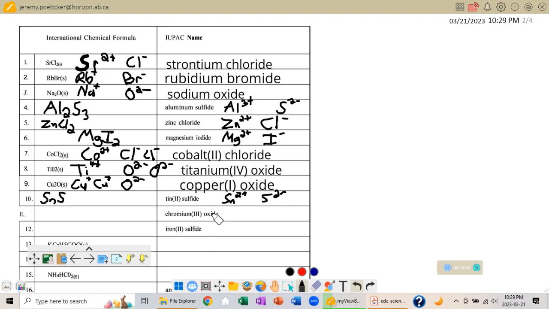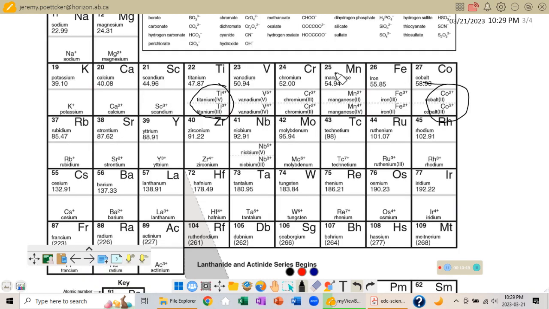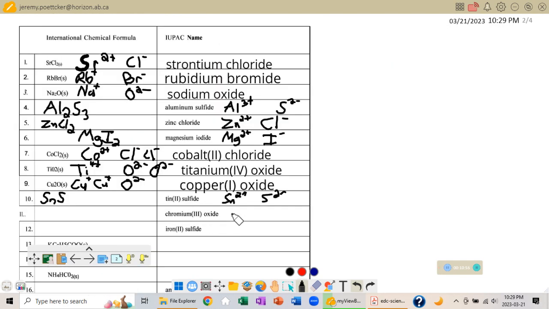Looking down here at chromium Roman numeral 3 oxide, I know chromium is going to be a 3 plus version of chromium. There it is. And this is going to be Cr3 plus. Oxide is always going to be a 2 minus. Means I need 2 of these 3 pluses and 3 of these 2 minuses, and then I have 6 pluses and 6 minuses. So this will be Cr2O3.